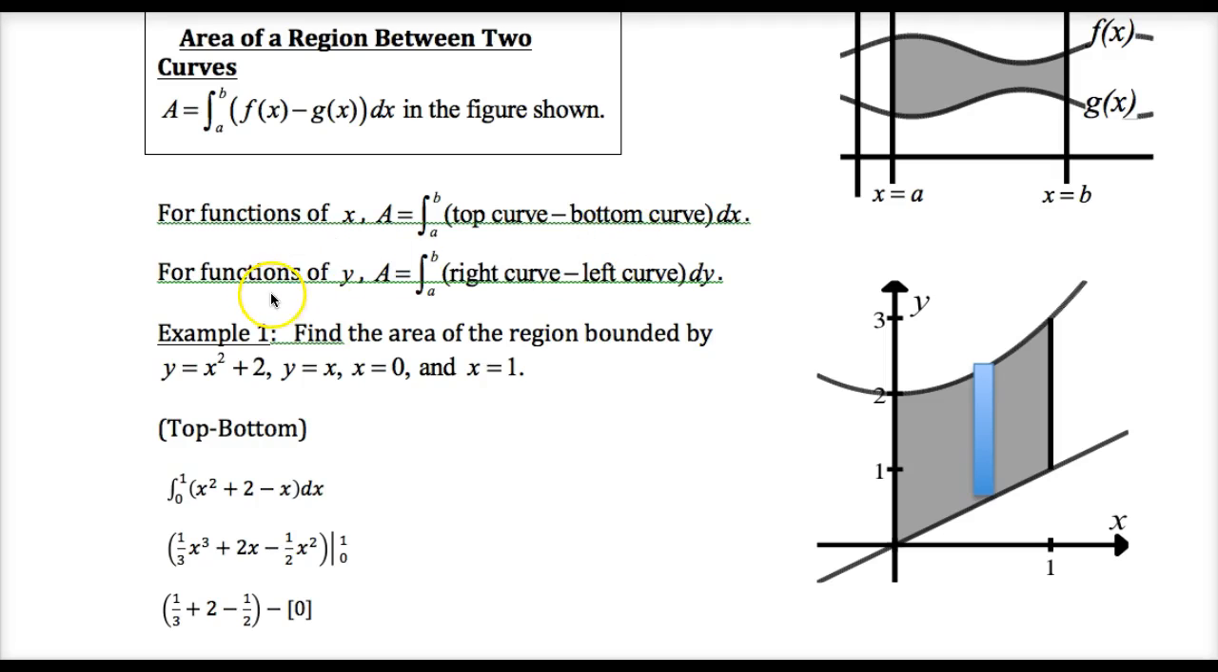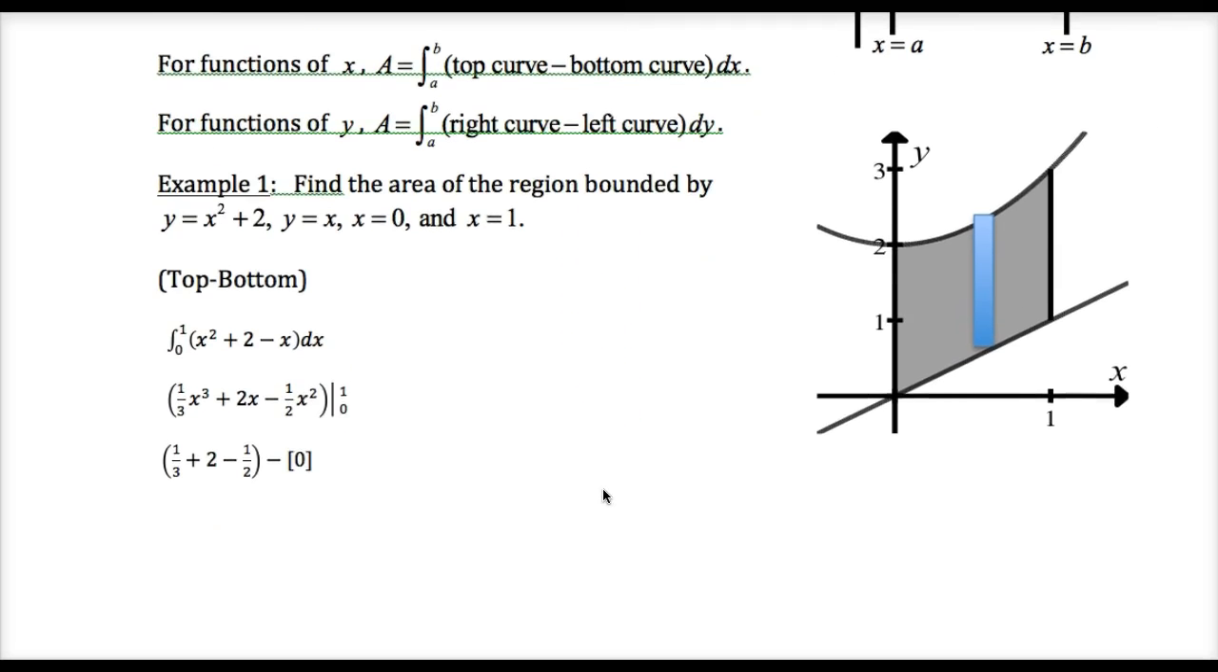But sometimes we're going to have functions of y, and we're going to go right curve minus left curve. Now this is very important. The dy tells us with respect to which variable we're dealing with, and this a and this b are both y coordinates. Here, this a and this b are both x coordinates, because this tells us that we do have this in x.